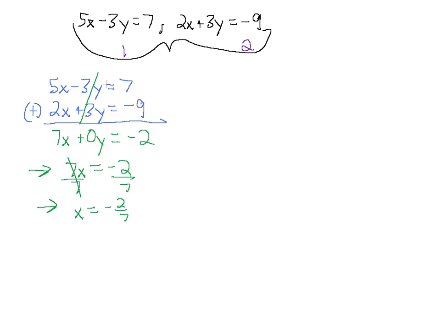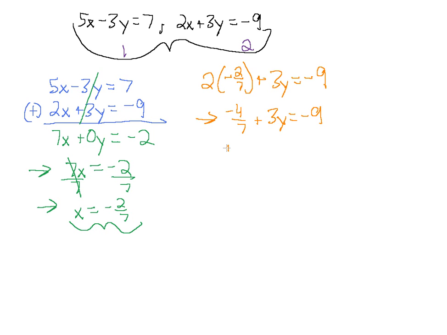So this actually, in some ways, is a lot quicker and a lot simpler than substitution. We already have a value for one of our variables. So like before, we can take this value and plug it into either equation to get the value for the other variable y. Let's go ahead and plug it into the second one. We have 2 times x, which is minus 2 over 7, plus 3y equals minus 9. All right, so let's go ahead and solve this. We have minus 4 over 7 plus 3y equals minus 9.